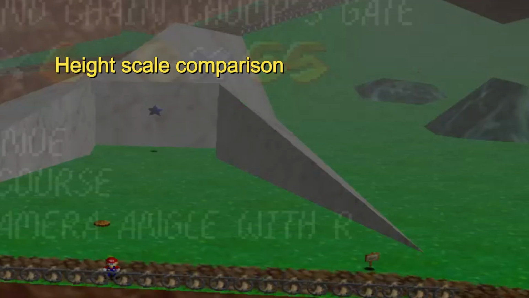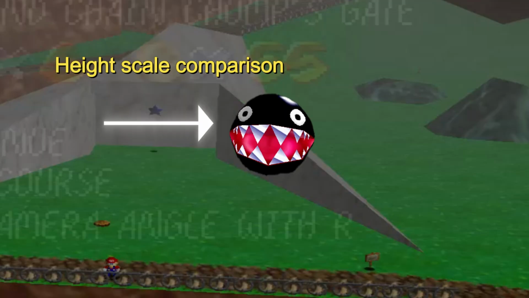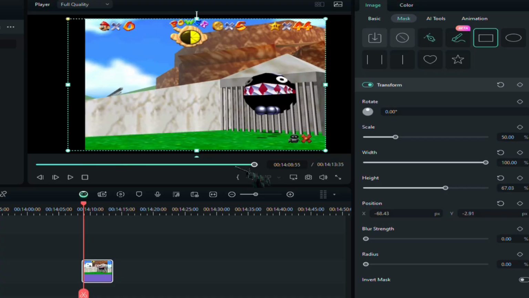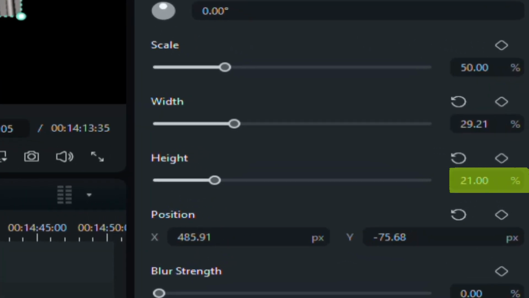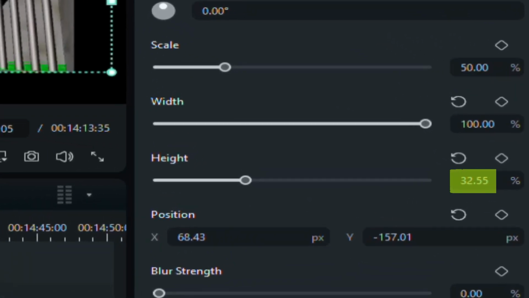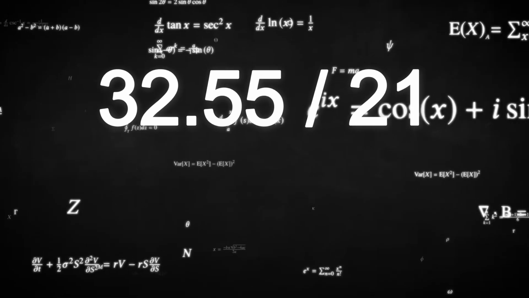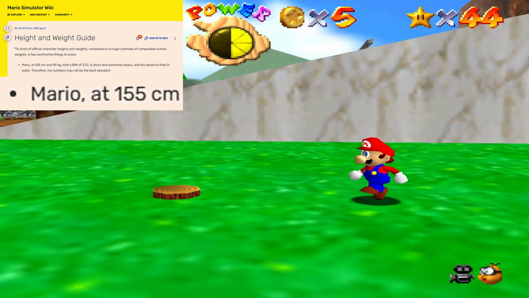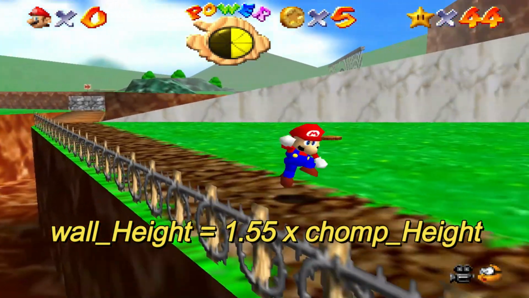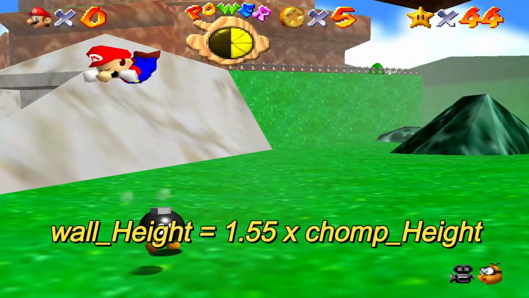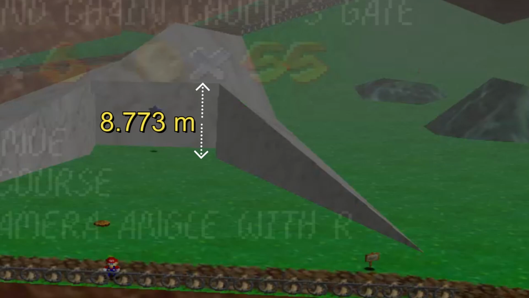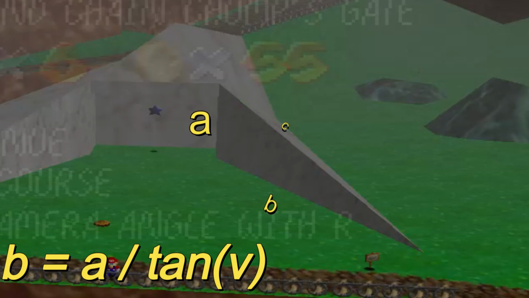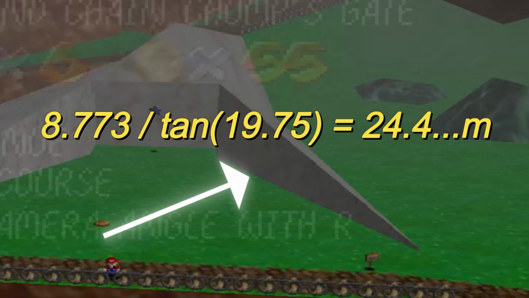I don't. We then compare the height of this wall to the Chain Chomper's height, which we calculated in my last video. The Chomper's height in this picture is 21%, and the height of the big wall is 32.55%. We divide these two numbers, and we get 1.55. That is exactly the height of Mario. What the f... So by multiplying 1.55 with the height of the Chomper, we get that this wall is around 8.773 meters high. We then use this formula to figure out the length of this side. We put in the angle and the height of the wall, and get that this side is 24.4 meters.